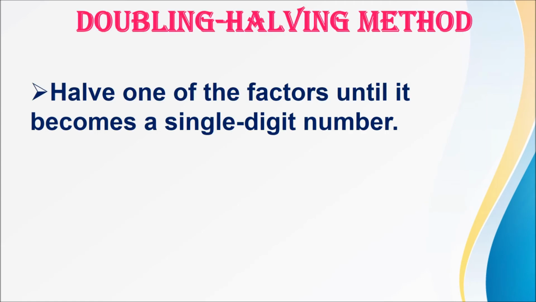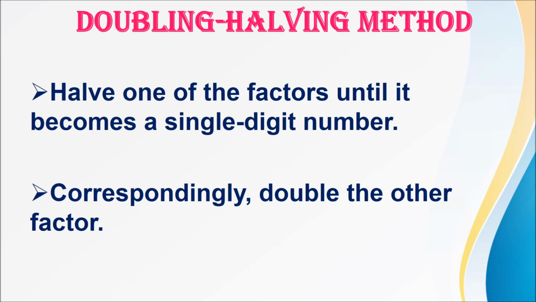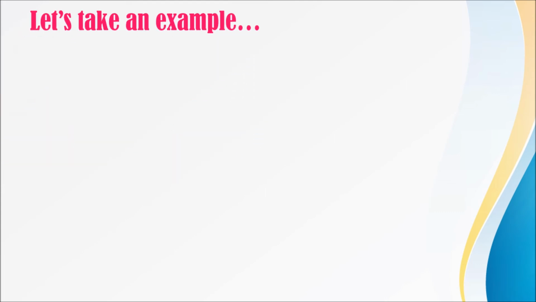Now, let's look at the second 2 by 2 multiplication strategy, that is the doubling-halving method. As the name of the method suggests, in this method, you basically halve one of the factors until it becomes a single-digit number and correspondingly double the other factor. Let me explain this with an example. Consider the problem 17 into 36.